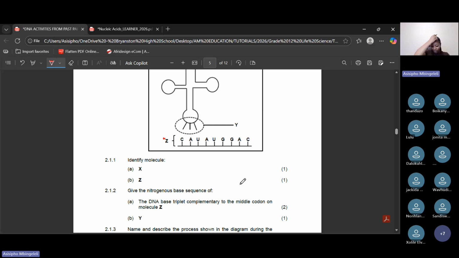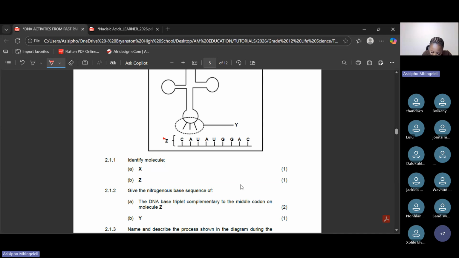Then give the nitrogenous base sequence of the DNA base triplet complementary to the middle codon of molecule Z. Ooh, what do they want here? For 2 marks. Are we working or not? Give the nitrogenous base sequence of the DNA base triplet complementary to the middle codon of molecule Z.